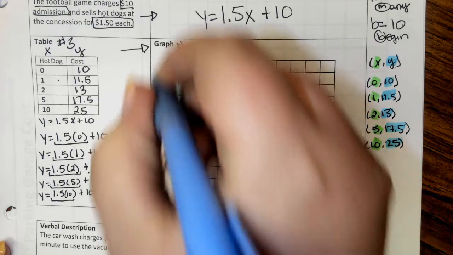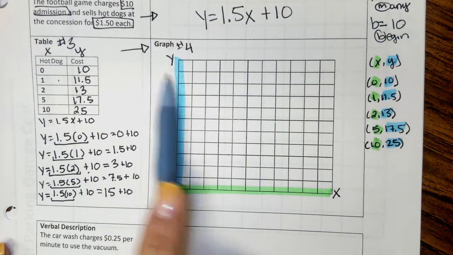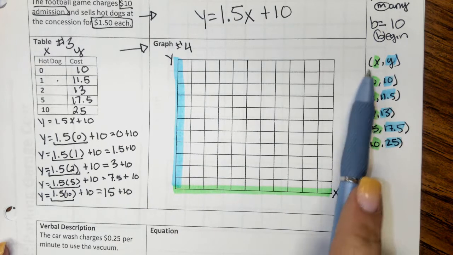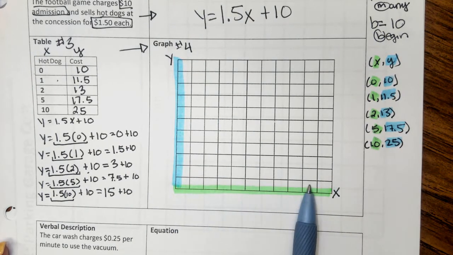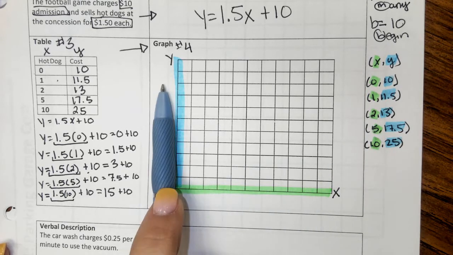We need to keep that in mind when creating our scales, because we need to be able to show all of the values no matter how large they are. So for our x values, we need to get up to at least 10, and for our y values, the biggest one is 25. We need to at least see 25 up here.